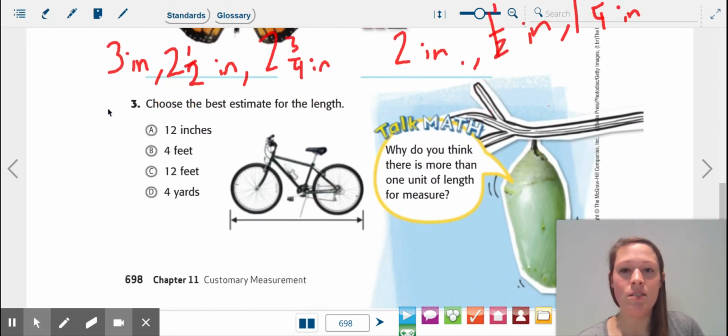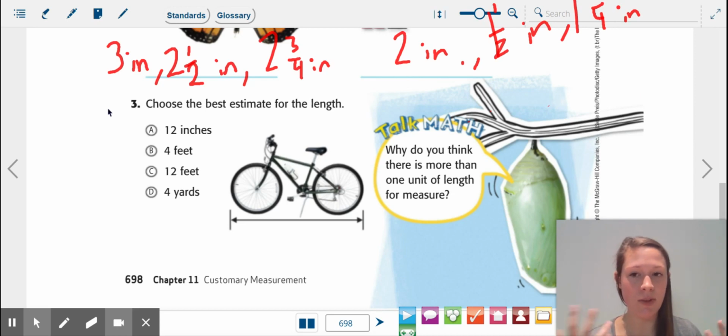All right, let me scroll down. So choose the best estimate for the length. Now, it's not asking on this piece of paper. In real life, a bicycle, not an adult bicycle, but a bicycle you would ride. Is it 12 inches? Okay, 1 foot, a ruler. Is it 4 feet, 4 rulers put together? 12 feet.